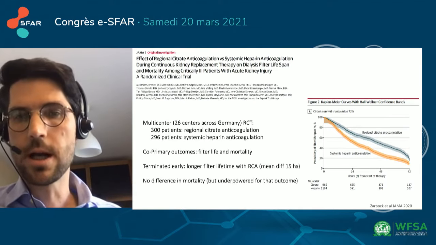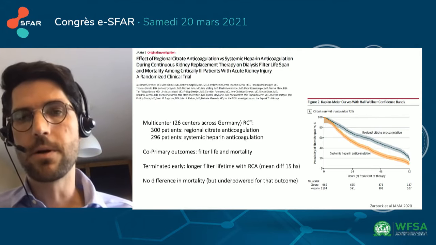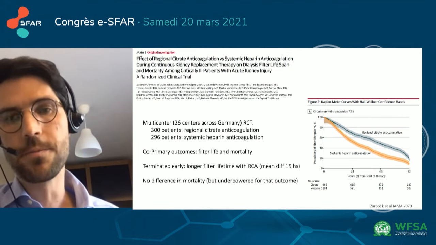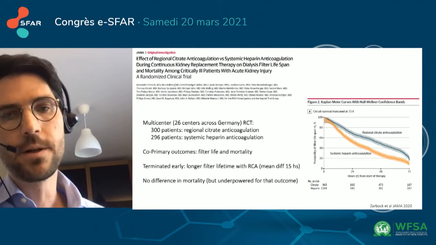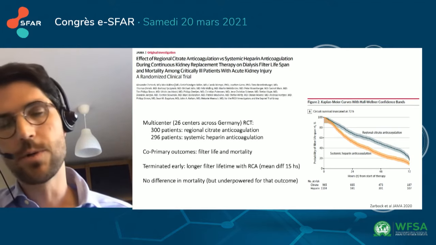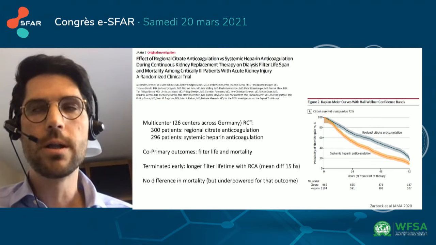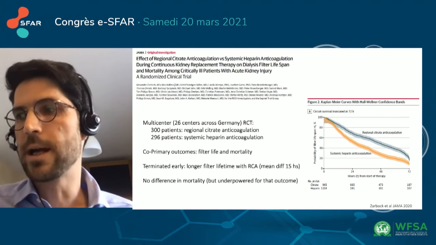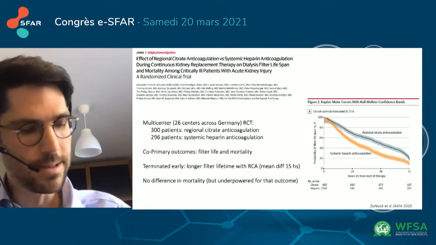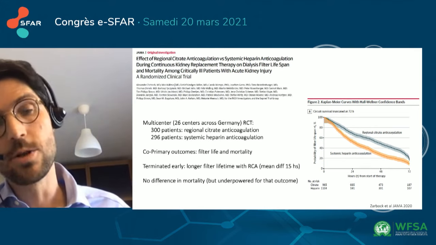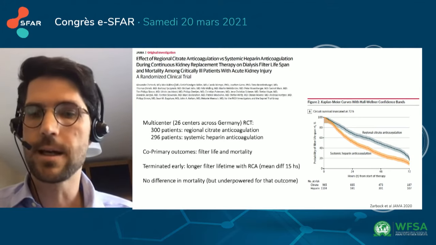Here, this is a large, multi-center German trial, and here the superiority of citrate was confirmed in terms of filter lifespan, more than 15 hours mean difference. And the study was also looking at mortality as a co-primary outcome. There was no difference in this co-primary outcome, but mortality is probably not the main thing. You don't want to save the patient with the dialysis, but in terms of optimization, the filter life is much longer with citrate. Next slide, please.